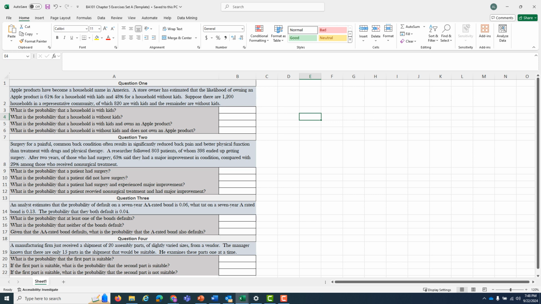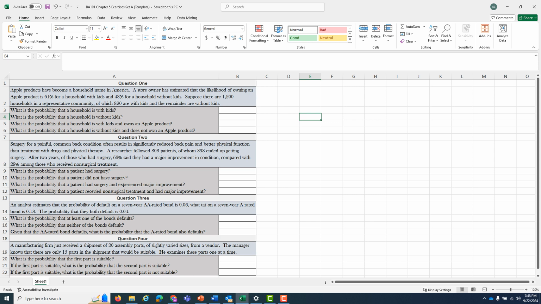In the first question, we have that Apple has become a household name in America. And a store owner is estimating that the likelihood of owning an Apple product is 61% with a household with kids and 48% for households without kids. So having kids will have a positive effect on Apple ownership. As a parent myself, I can definitely see how that's a possibility. We're going to suppose that there are 1,200 households in the community around where this store operates, of which 820 have kids and the remainder do not.